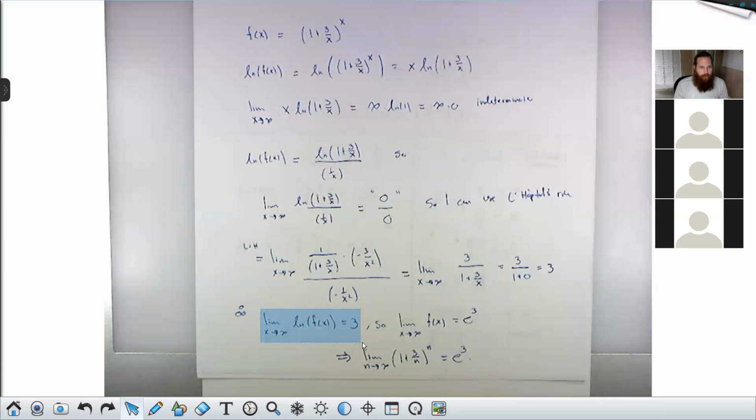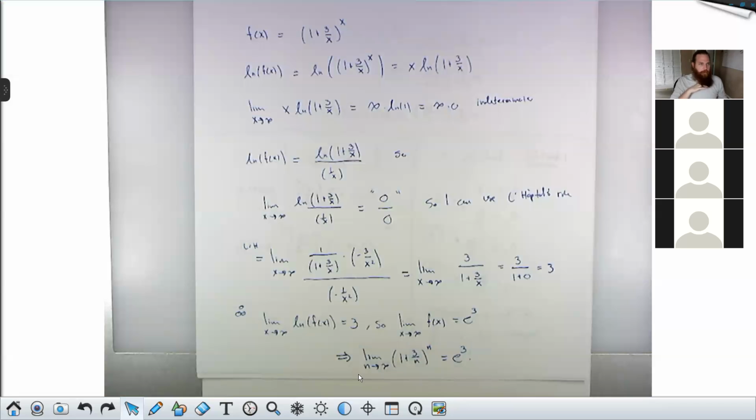So the limit, not of my function, but of the natural log of my function, is 3, which means the limit of my original function is e cubed. And that original function's limit has to be the same as my sequence's limit. That's by our theorem. So our sequence also goes to e cubed.